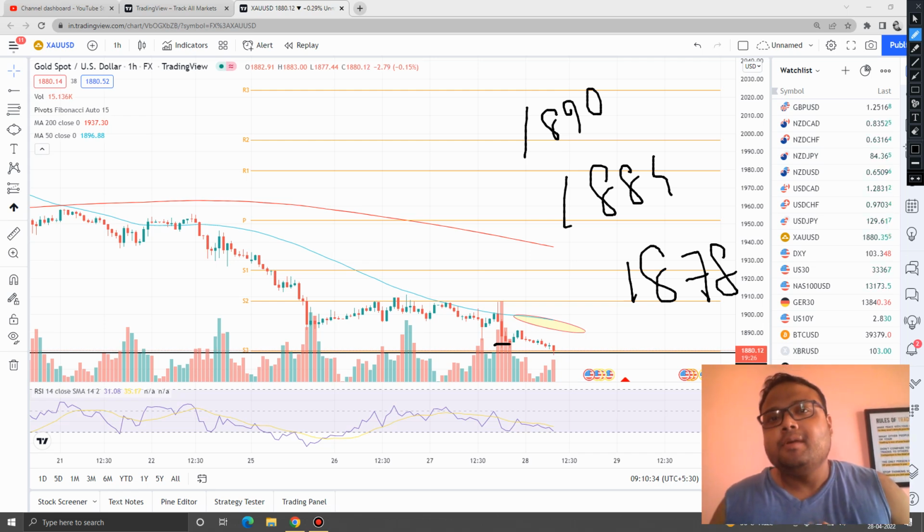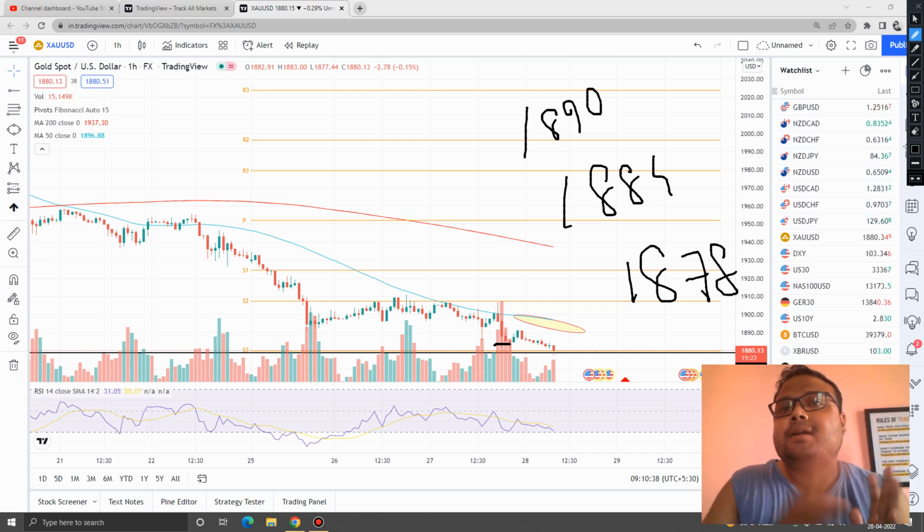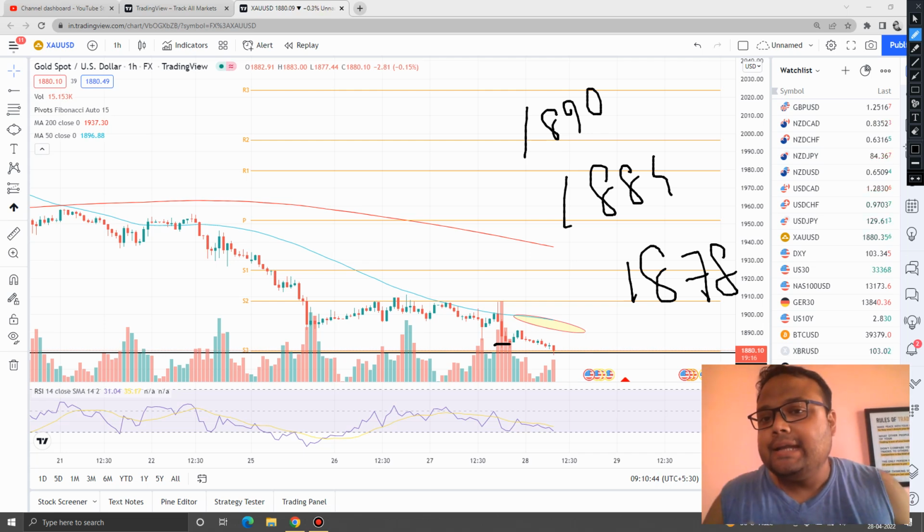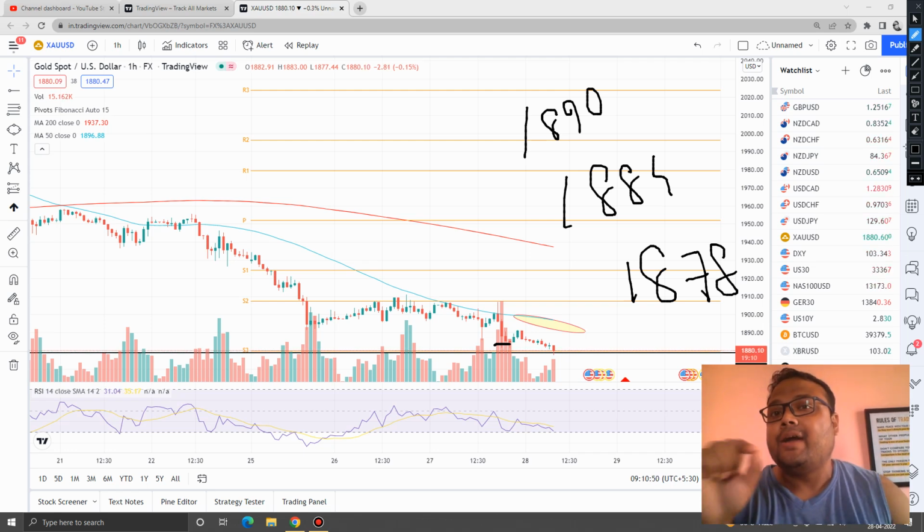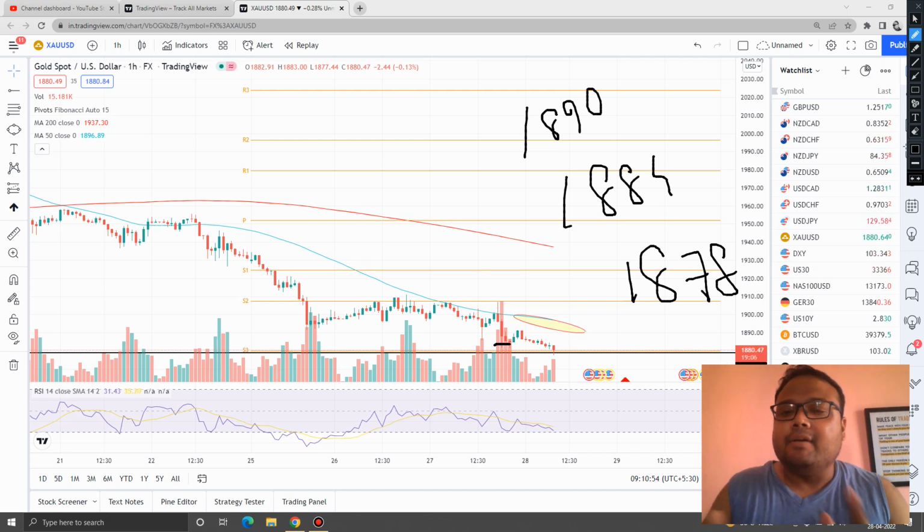But as I have already mentioned, this was a minor support, so the market could not go for a trend reversal, and then the market started falling again and came down to our second minor support of 1878, and right now you can see that the market is struggling near the level of 1878.